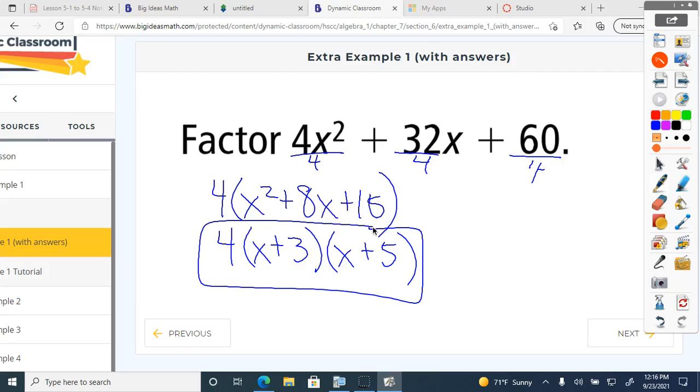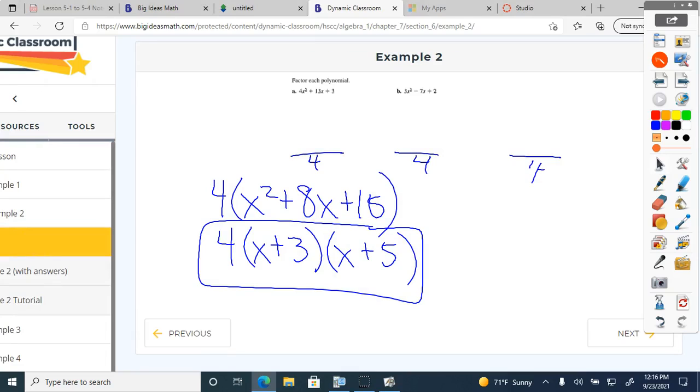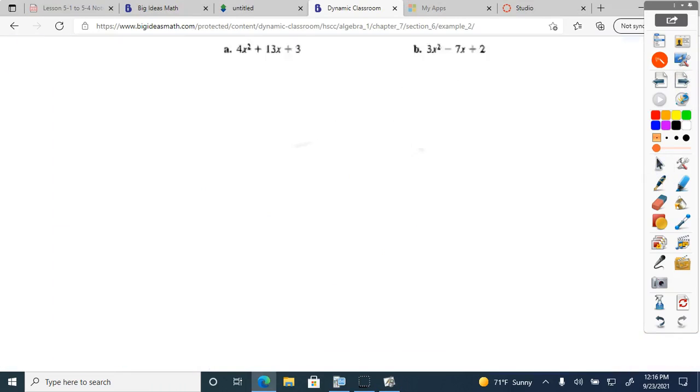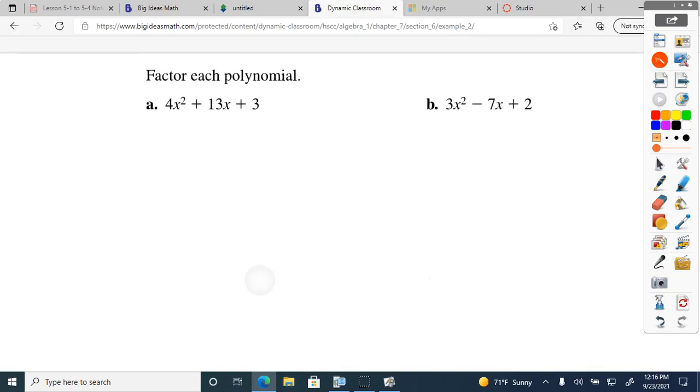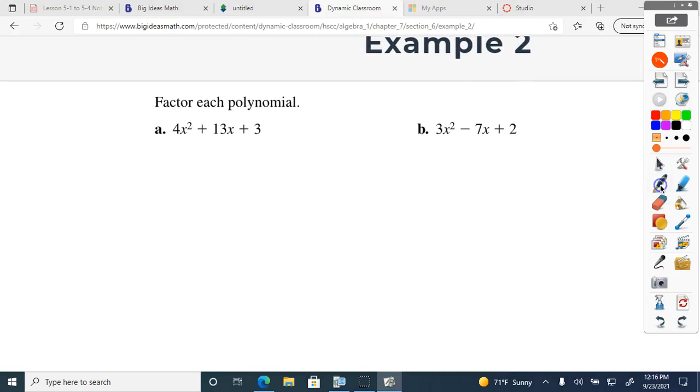Example 2. A little different here. A little longer as well. I'm sorry. Okay? So there's 2 ways of doing this. I'm going to show you. It doesn't matter to me which way you do it. Okay? I'm going to go ahead and tell you that. It does not matter to me. For part A, I'll do A one way and B another way. Okay? So, part A. Is there a greatest common factor?